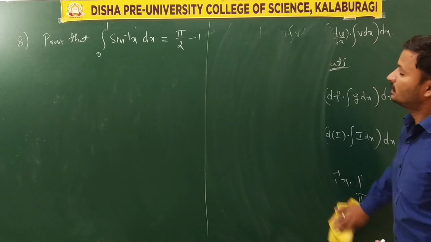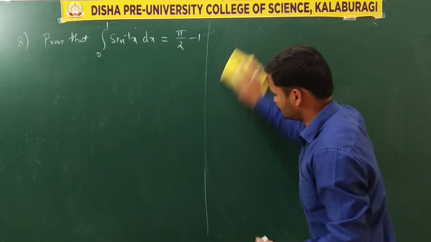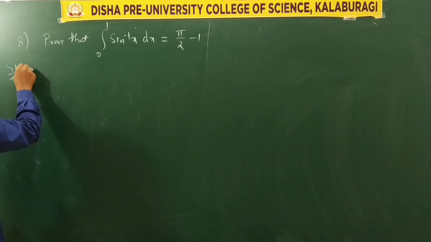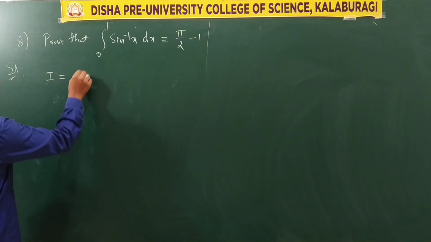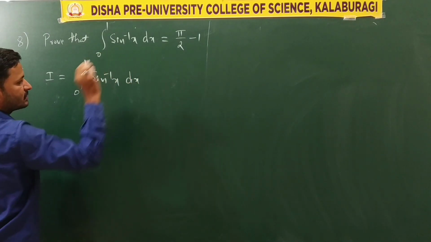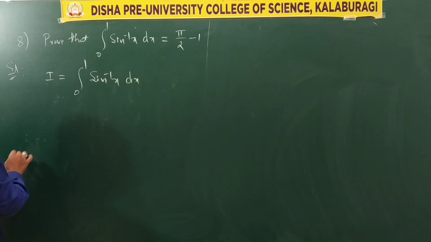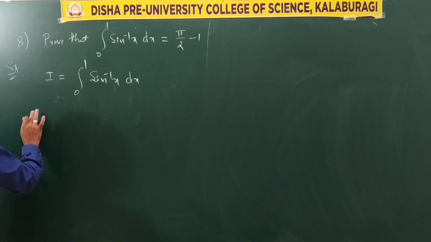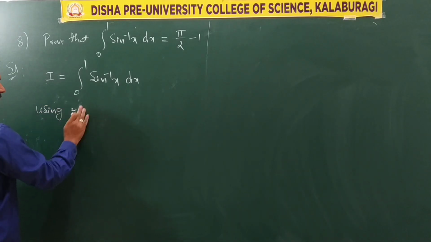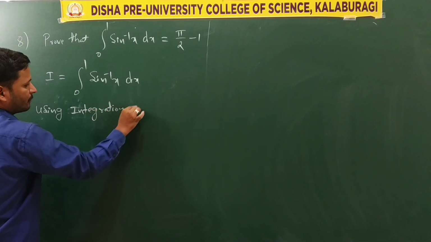So first, let us find the integration of sin inverse x using the by parts method. So the solution: now the integral I from 0 to 1 of sin inverse x dx. Integration from 0 to 1 of sin inverse x dx. So firstly, using integration by parts.